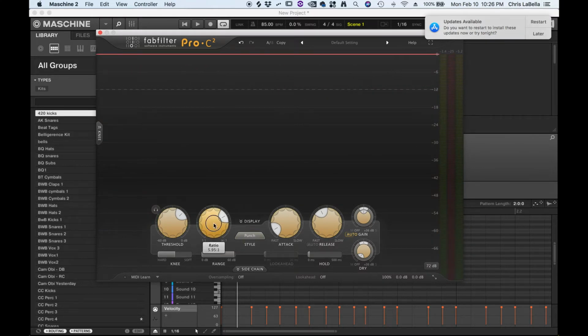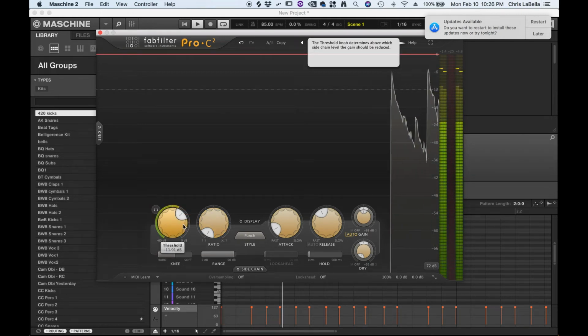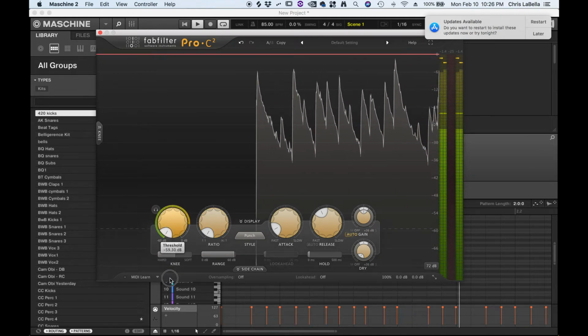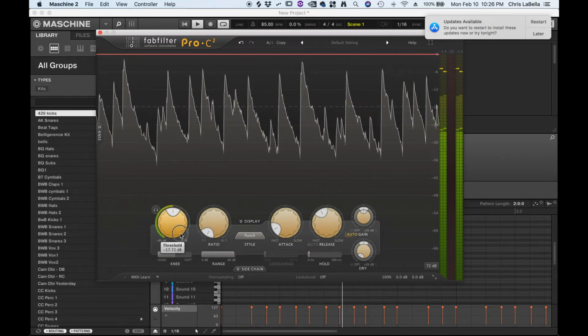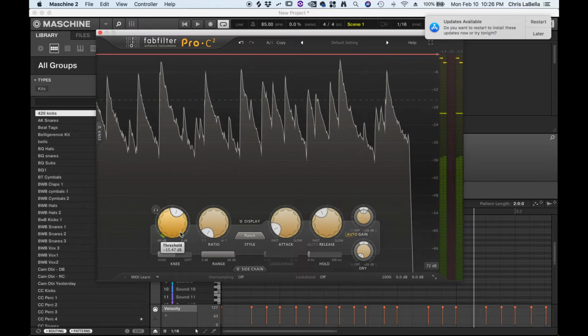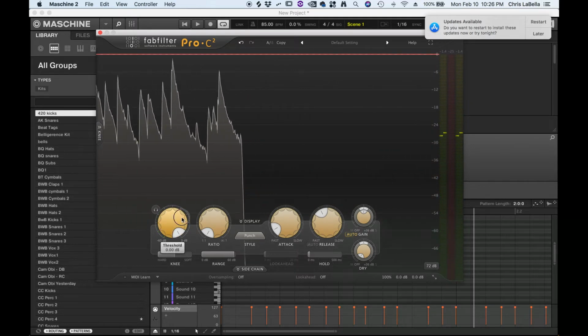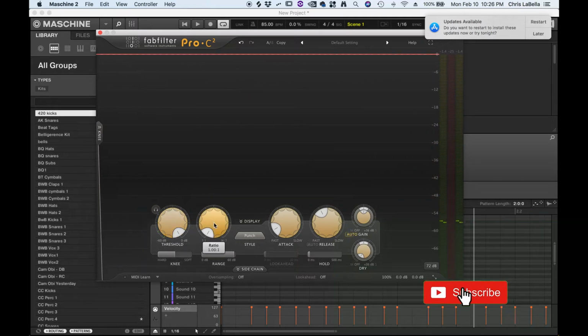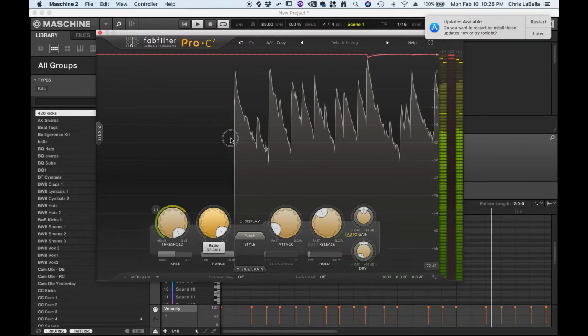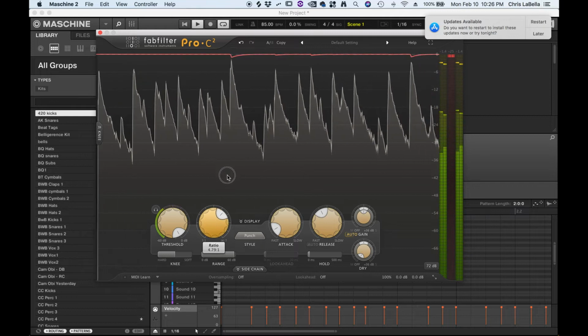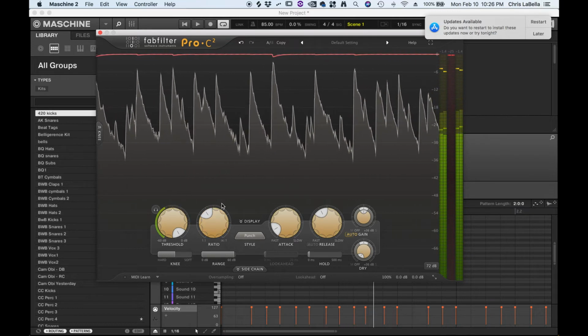So a ratio of 1:1 means that no compression is going to happen. So you can take a listen here. No matter what I do with the threshold, nothing's happening with the sound. And then the same thing goes for the threshold. If the threshold is all the way at 0, it doesn't matter what we do with the ratio. Nothing's really going to happen to the sound.